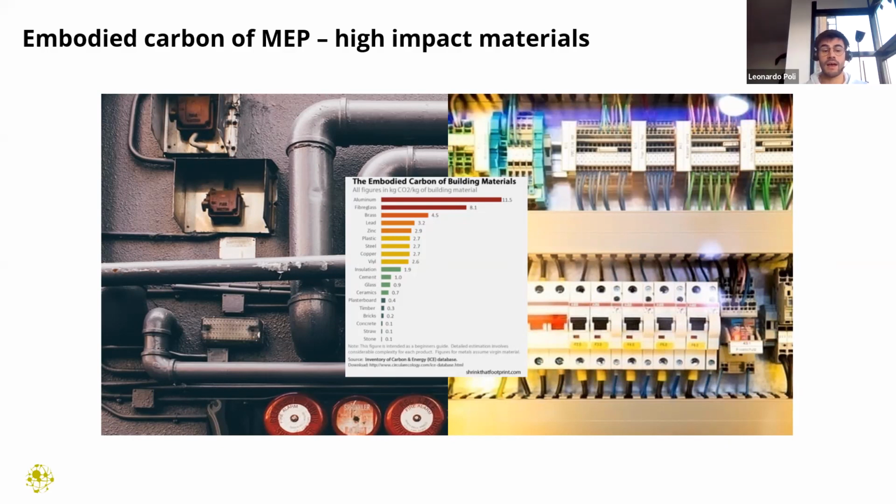Copper can be the same. Electrical equipment uses rare earth materials and materials that are quite hard to source. So you can start to build a picture of why MEP needs to be considered. If we pair those big weights, big material quantities, with a high impact of these different elements, already we can start seeing how important this conversation must be.